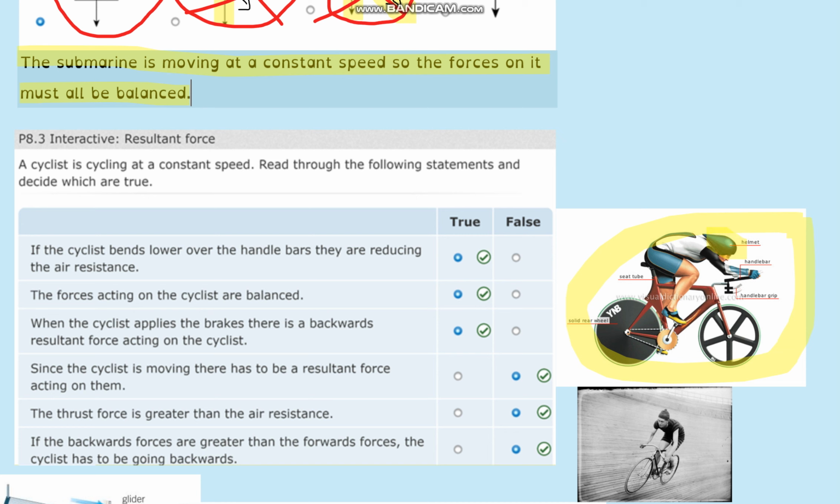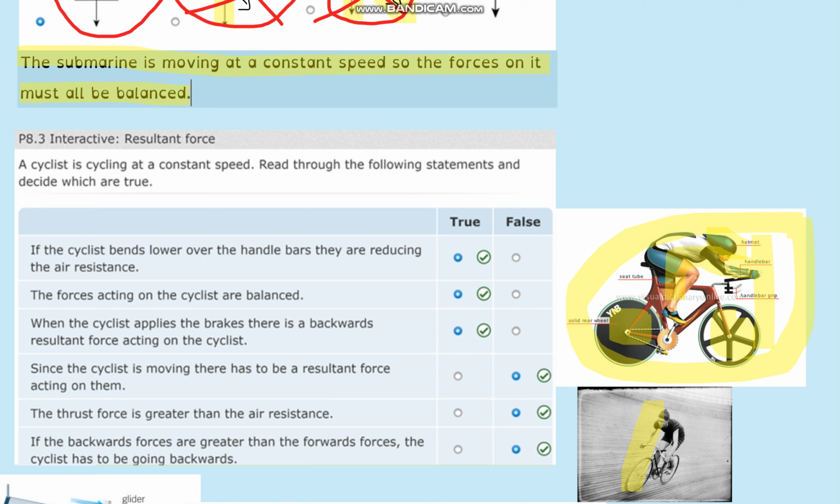So their helmet is a nice streamlined shape. There are very few spokes on the front wheel and no spokes at all on the back wheel. These are all things to reduce the air resistance, but also because they are bent forwards over the handlebars, that also minimises the surface area at the front of the bike and helps reduce their air resistance. If you compare with the much older picture down here, the cyclist from the 1920s, then you can see they are far less streamlined. They're sitting much more upright on the bike, and therefore they will have more air resistance, so they won't be able to go as quickly.